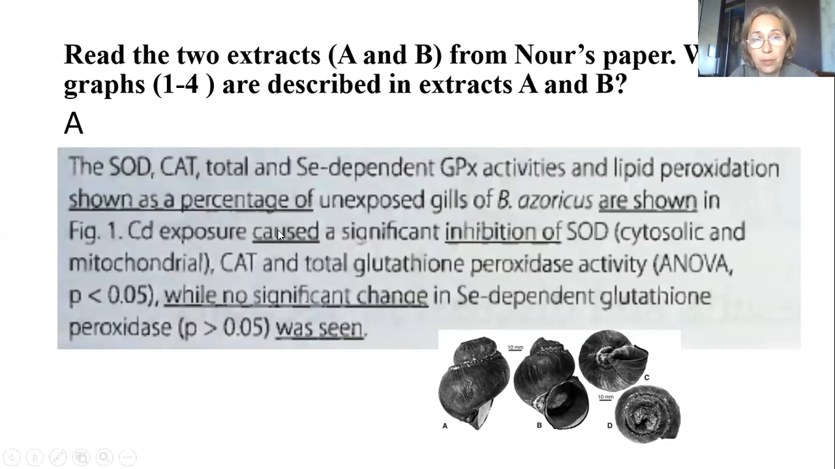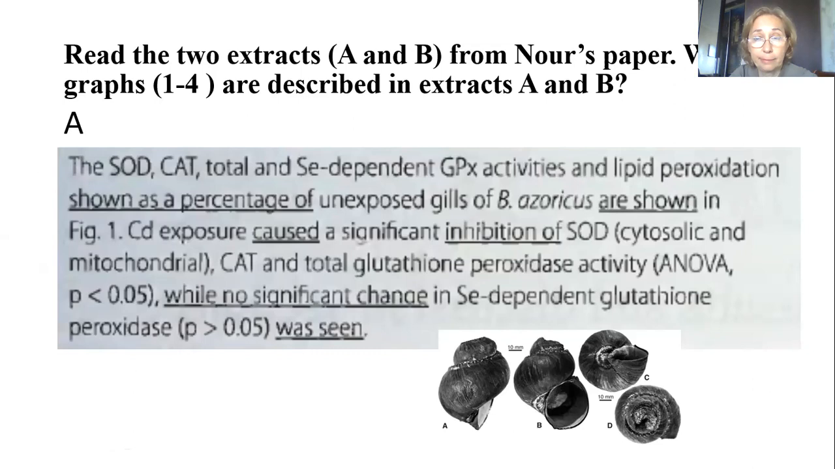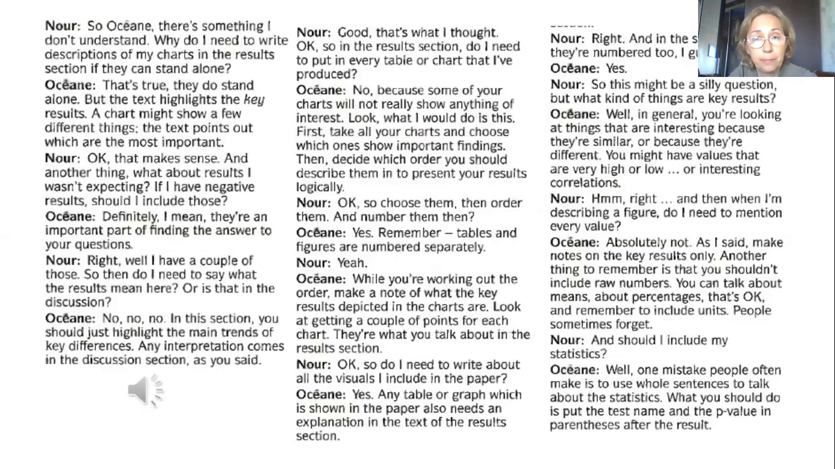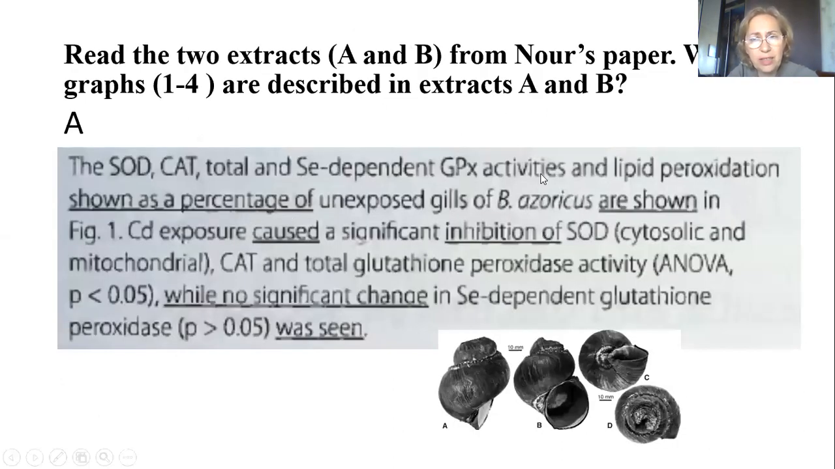So which graph is described here? Can you show the first image? Second one. Well, so we should understand something. This is some kind of activity shown as a percentage of unexposed gills, shown as a percentage relative to those indicators that were not subjected to the influence of some enzymes. They are shown in figure 1.